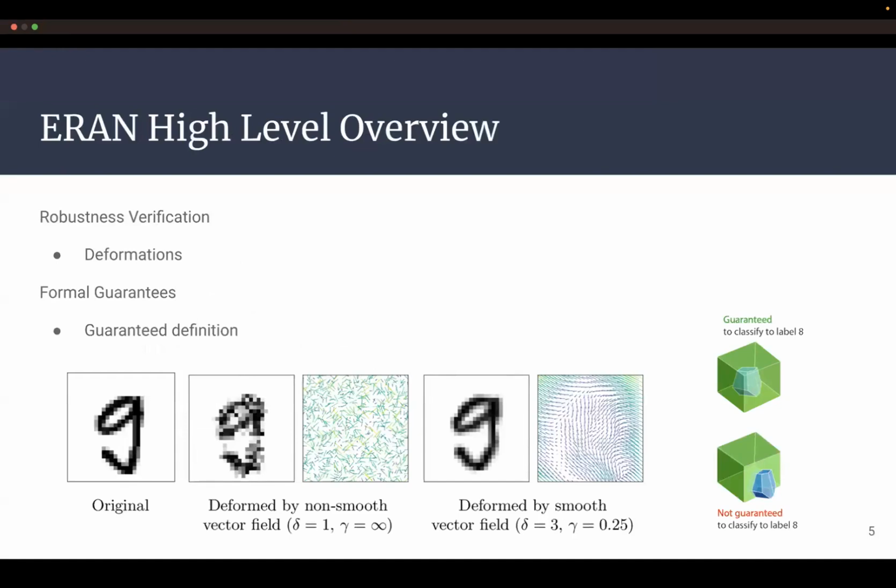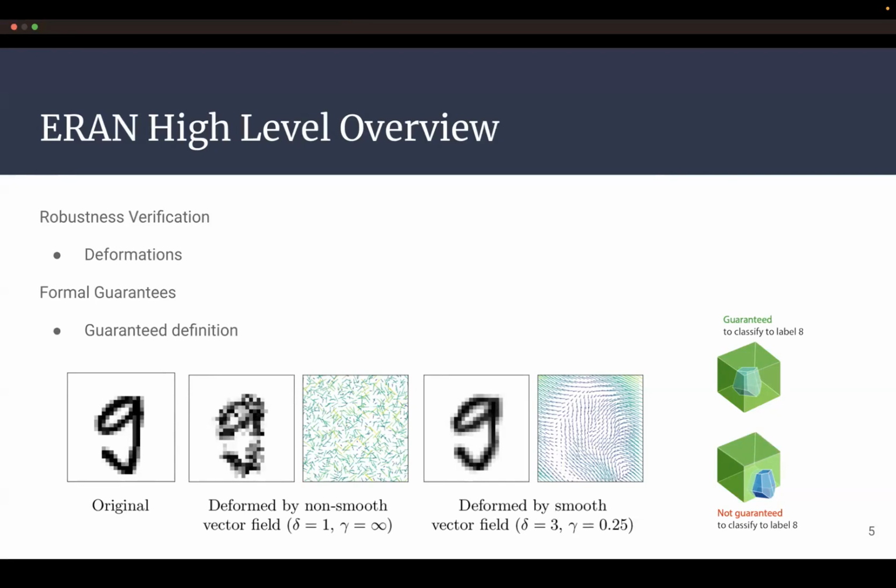So, a high-level overview of what ERAN does. The robustness verification side creates deformations in the image, which you can see on the bottom here. The G in the first example is deformed by a non-smooth vector field and looks a little bit pixelated. And the second G is deformed by a smooth vector field, which moves pieces of the G in natural ways, like your hand would move.